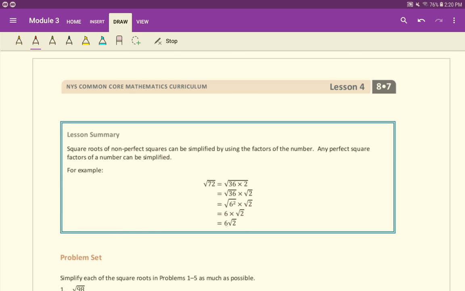And our final answer is 6 root 2. Notice there's no plus or minuses here. There's no equation, so it's always going to be a positive square root when you simplify.